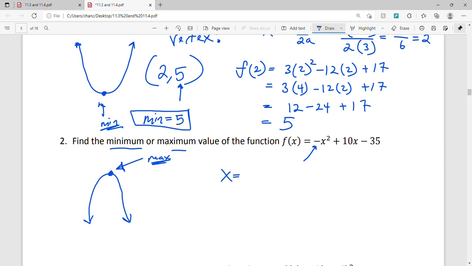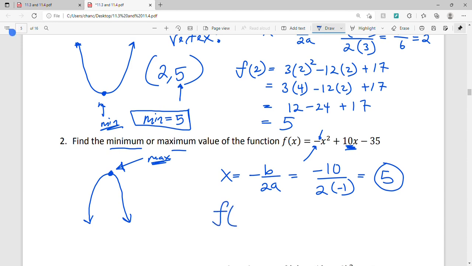Again, we'll use the formula x equals negative b over 2a. B in this case is 10, so we have a negative 10 on top. Divided by 2 times a. A is the negative 1. This gives me a positive 5. What do we do with this 5? Well, we're going to plug it into the function f of x. F of 5 equals negative 5 squared plus 10 times 5 minus 35.